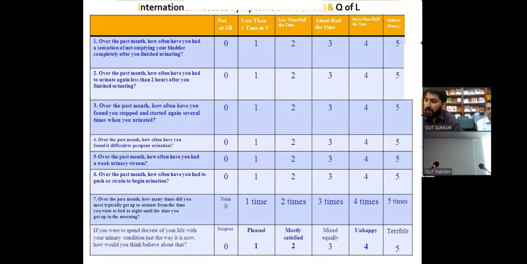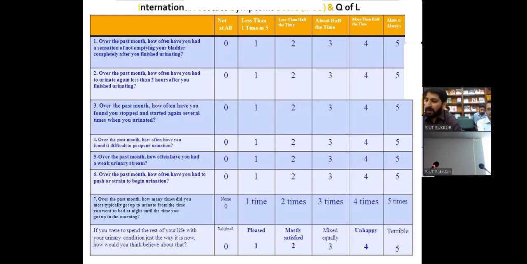Question 7, the last question about the symptoms of the disease, is, over the past month, how many times did you most typically get up to urinate from the time you went to bed at night until the time you got up in the morning? Score 0 is none. Score 1 is 1 time. Score 2 is 2 times. Score 3 is 3 times. Score 4 is 4 times, and score 5 is 5 times.